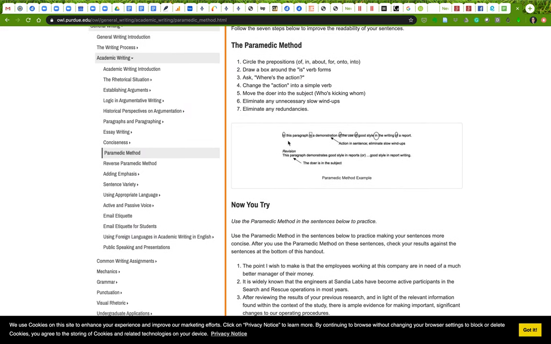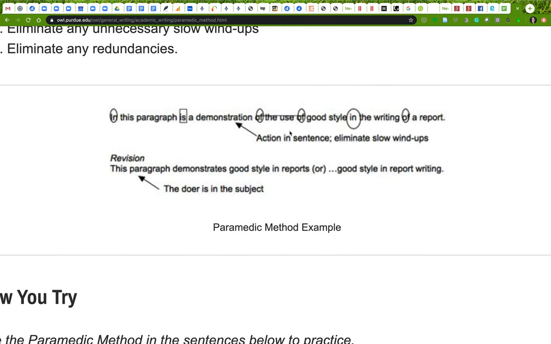And you can see what's happened in this example, which is a good way to get a sense of what's going on here. "In this paragraph is a demonstration of the use of good style in the writing of a report." Now, I think this sentence has probably been made more redundant and wordy just to illustrate, but it gives a really good illustration. So all the things that are circled are prepositions: in, of, in, of. This has five prepositions in a tiny sentence. That is way too many, first of all. And you can tell because it sounds like you're writing for a government office or something like that, like fine print. It's not good style because it's just too wordy. It doesn't get to the point, and there are more elegant ways to say exactly what you want to say. So those are all the prepositions.